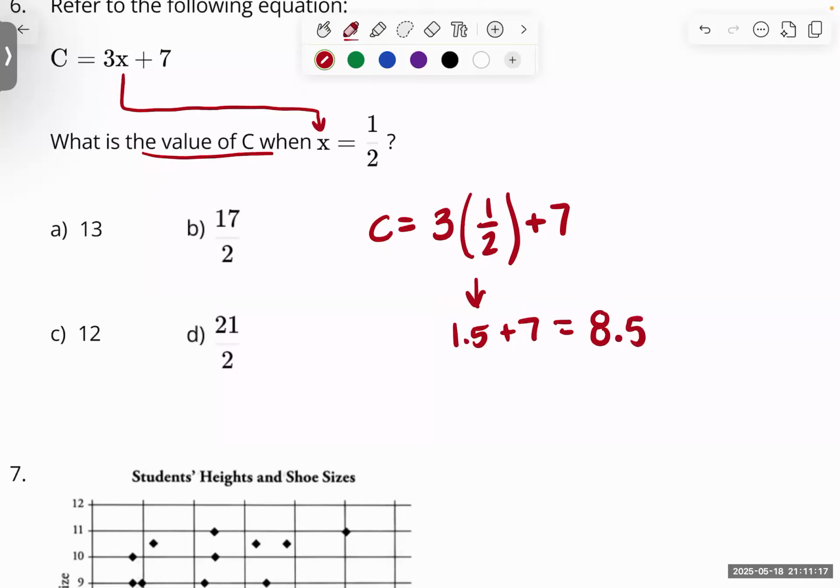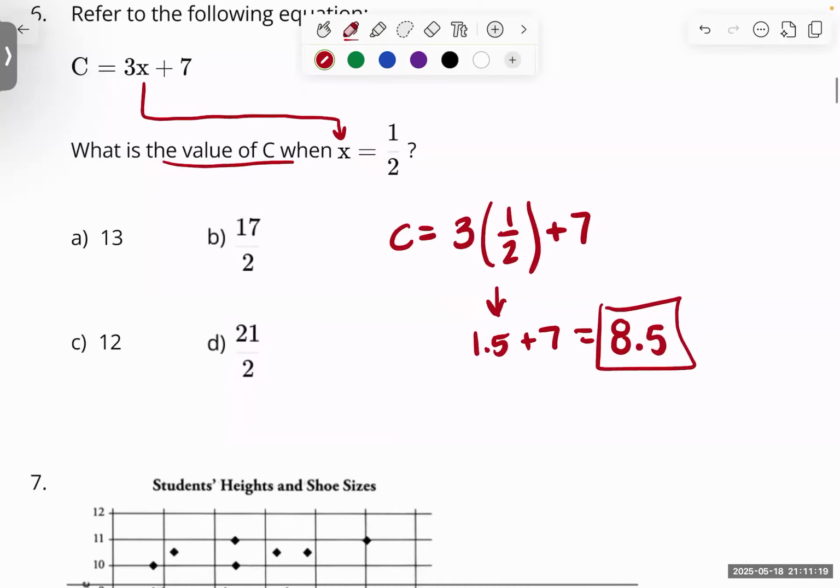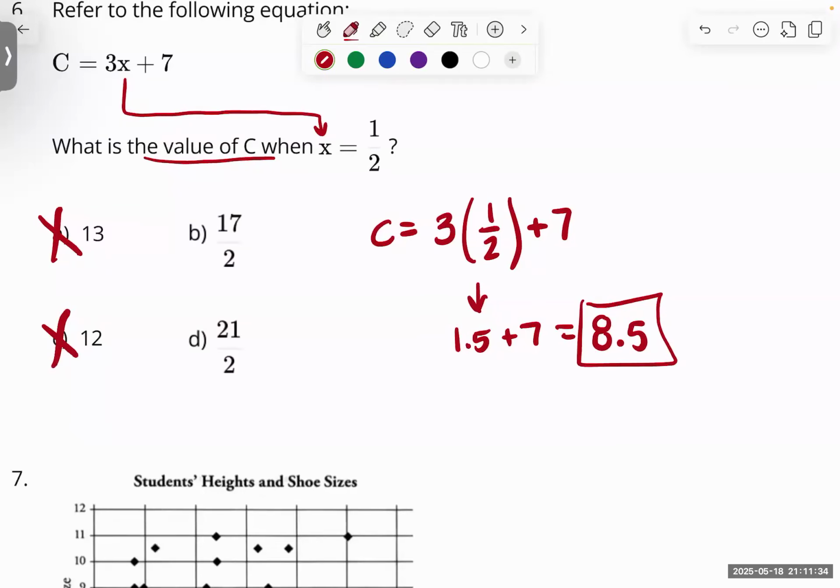This is 8.5. But as you can see from our answers, there's no 8.5 anywhere. Well, since this answer is a decimal, it's not a whole number, that means it can't be A or C, because those are whole numbers. So we're left with 17/2 and 21/2. If you plug these in your calculator, 17 divided by 2 is equal to 8.5, which is our answer. So C is 8.5. Well, let's check to make sure what D is.